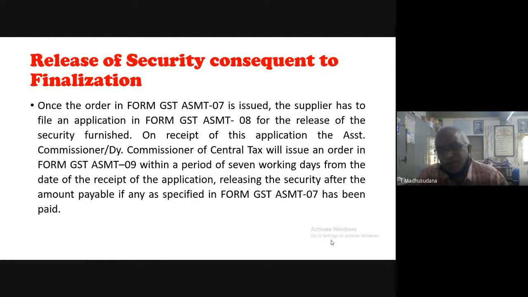Okay, so after payment of the amount by the assessee or the supplier, he has to make an application to the GST officers in Form GST Assessment 08 for release of the security. Then the GST officers will give an order within 7 working days in GST Assessment 09, releasing the security after the amount payable.